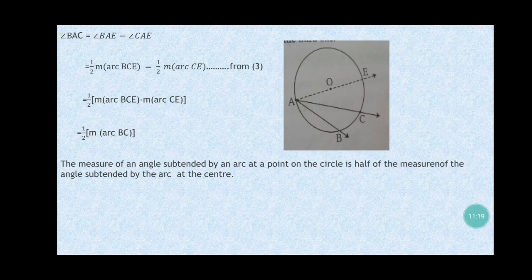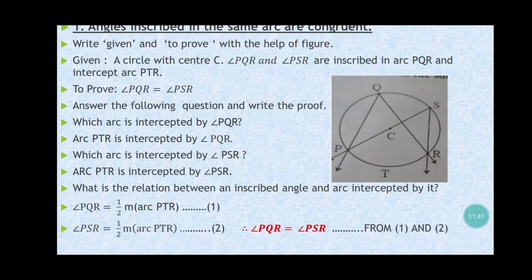So from here we come to the conclusion. The conclusion is that the measure of an angle subtended by an arc at a point on the circle is half of the measure of the angle subtended by the arc at the center. Next part is: angles inscribed in the same arc are congruent. Angles inscribed in the same arc are congruent.